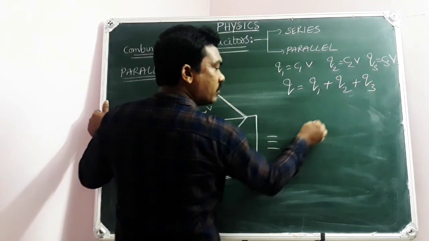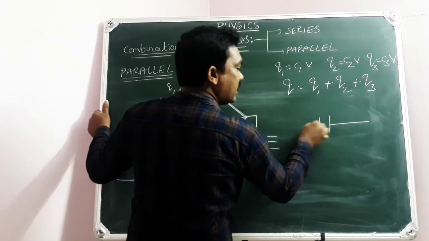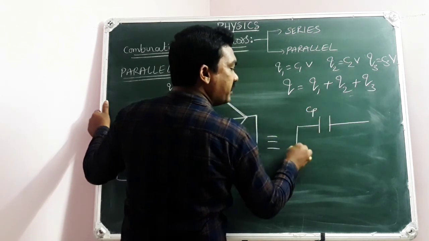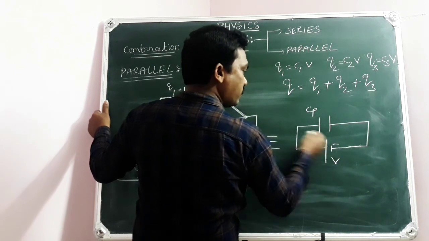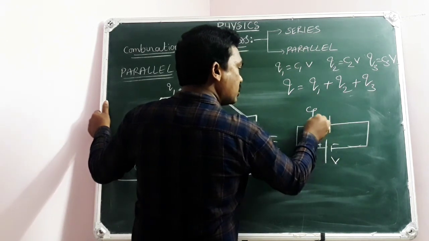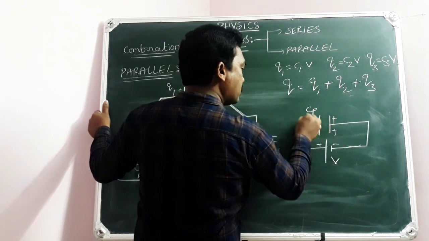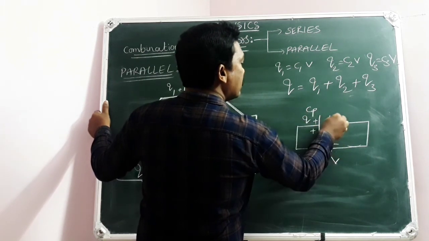Then the equivalent circuit here it is. This is the equivalent capacitor in parallel combination and here is the battery whose potential difference is V. And here the charge on the plates of the capacitor is Q total.